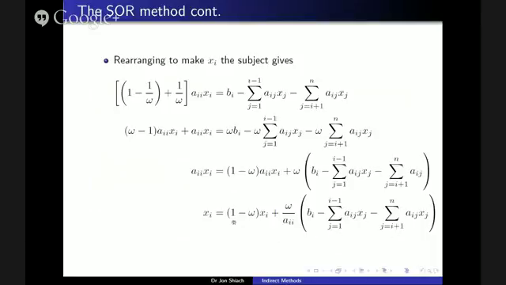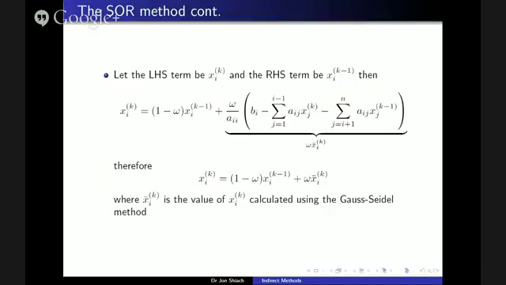So essentially, we've got something multiplied by the value at the previous iteration plus omega multiplied by the Gauss-Seidel method. That thing in the underbrace is all the Gauss-Seidel method. So that's omega times what we call x bar, and x bar is the value of x calculated using the Gauss-Seidel method. x superscript k minus 1 is the previous value. So essentially what we have is 1 minus omega times the previous value of x plus omega multiplied by the Gauss-Seidel method.